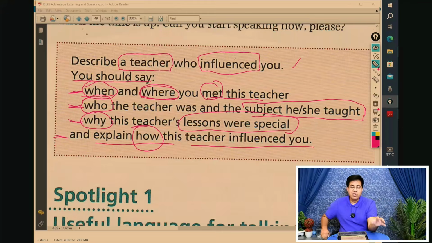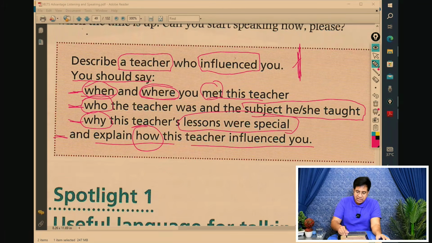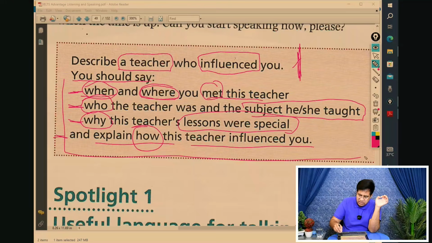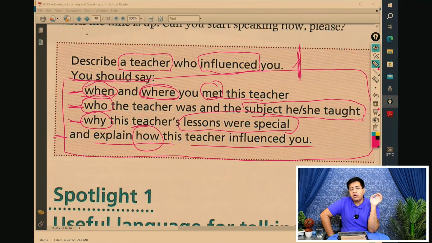Something like this, okay? And explain how this teacher influenced you. So like this, they would give you the topic. And remember, warning: never pick up the topic, describe a teacher who influenced you, and think, okay, no problem, I can speak on this topic for 10 minutes. No, you need to cover all these points which have been given here. Although there is no penalty, although it is not compulsory to cover these points, if you cover these points, you are highly likely to get a good band score.